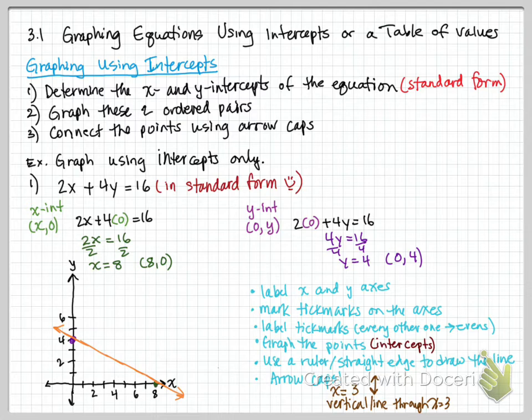Now, if you have y by itself and then equals a number, you're going to get a horizontal line through y = -2. So it's going to look like this. What's weird is that y = is a line that looks like the x-axis, and x = is a line that looks like the y-axis. Kind of strange, huh? All right, let's go on and talk about the other strategy.